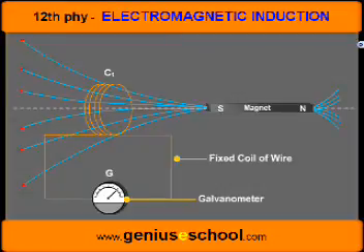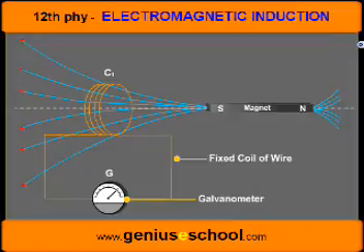The deflection lasts as long as the bar magnet is in motion. The galvanometer does not show any deflection when the magnet is held stationary. When the south pole of the magnet is moved towards or away from the coil, the deflections in the galvanometer are opposite to those observed with the north pole for similar movements.